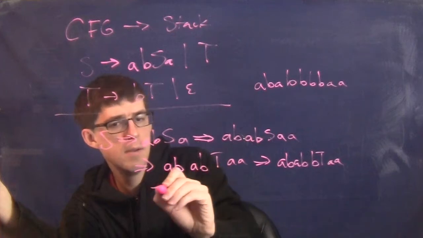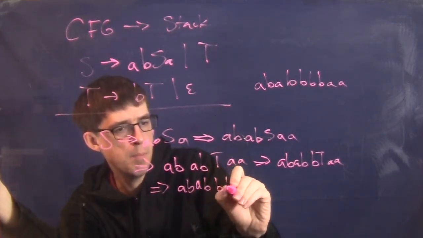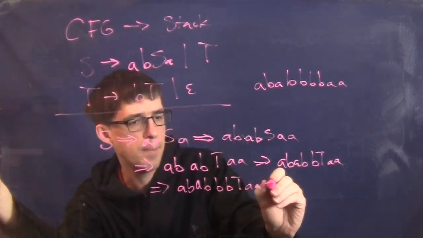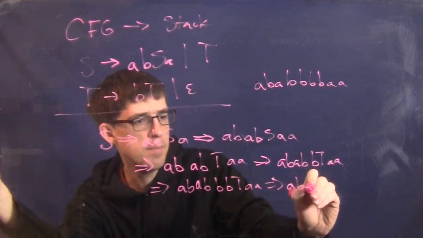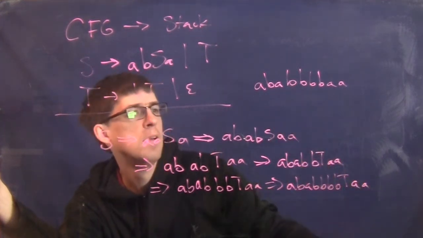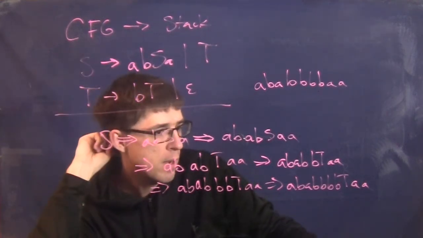I'm going to do it again. A, B, B, T, A. All right, and then do one more time. A, B, B, T, A. All right, show your parents this video. This is what they're paying for.